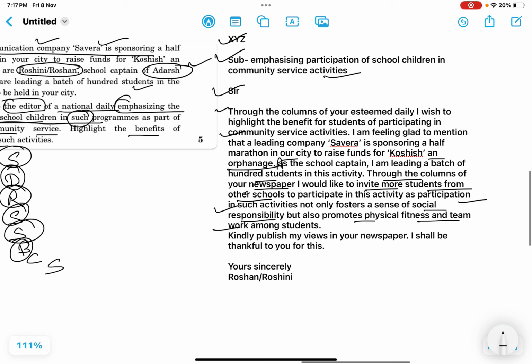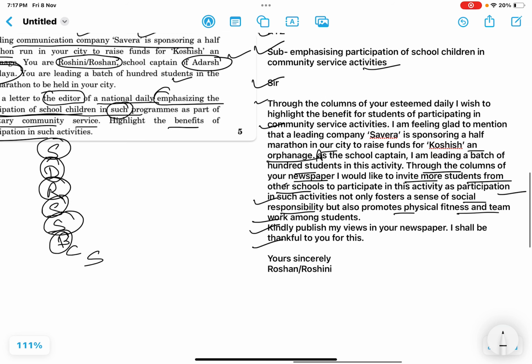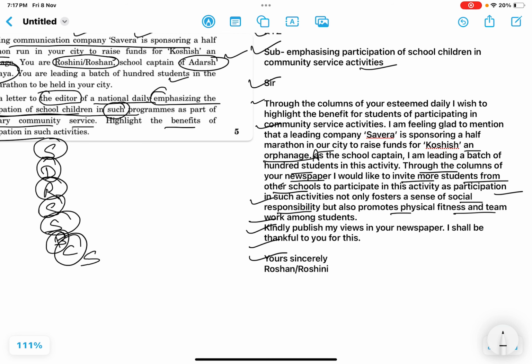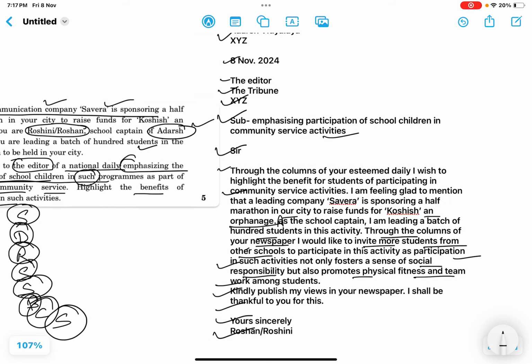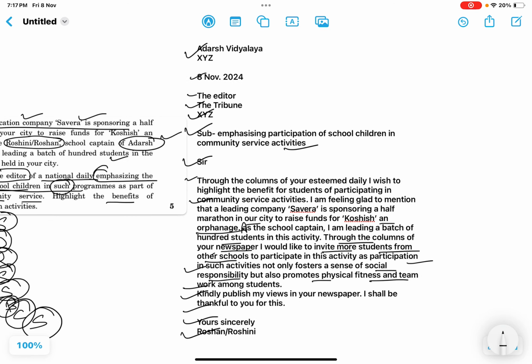Okay, then at the end you are to mention, kindly publish my views in your newspaper. I shall be thankful to you for this. Next one is C, that is complimentary close, yours sincerely. Last one, that is signature, Roshan or Roshini. So in this way you are to write down the letter.